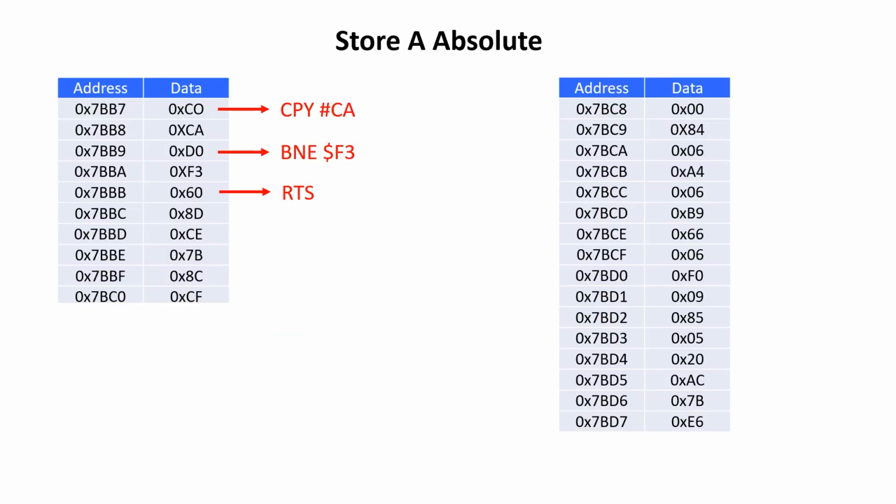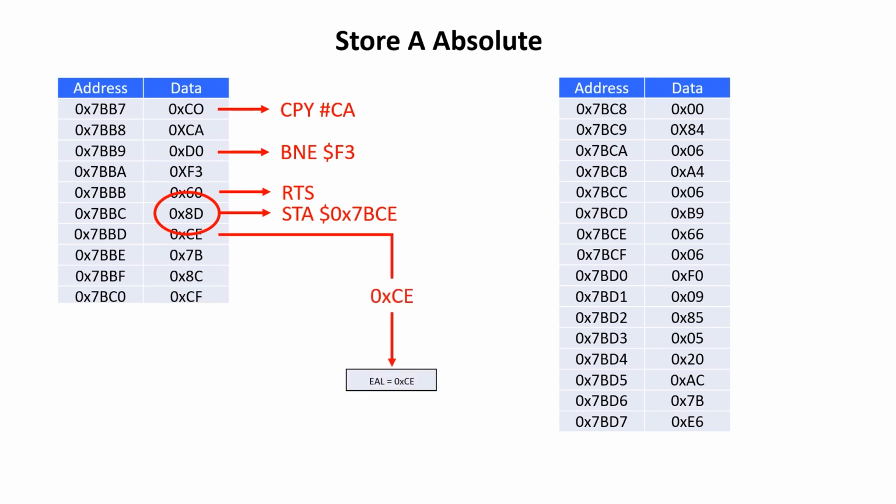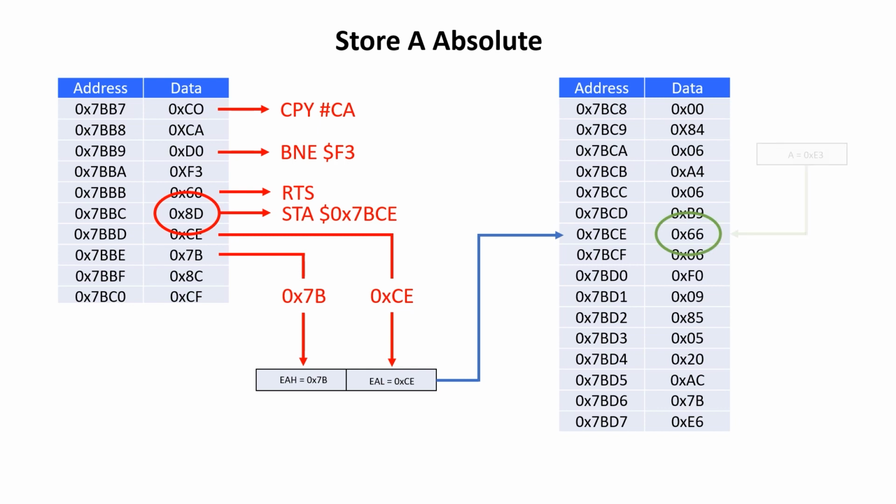Let's have a look at this fragment of code from the Pac-Man game. We see opcode 8D stored at location 7BBC, and what we want to have happen is for the CE at location 7BBD to go into EAL, and the 7B at location 7BBE to go into EAH. This changes the 66 stored at location 7BCE into E3, which was stored in the accumulator. Now, if you hadn't noticed, this is actually self-modifying code. So if we make a mistake here, we'll definitely notice it.